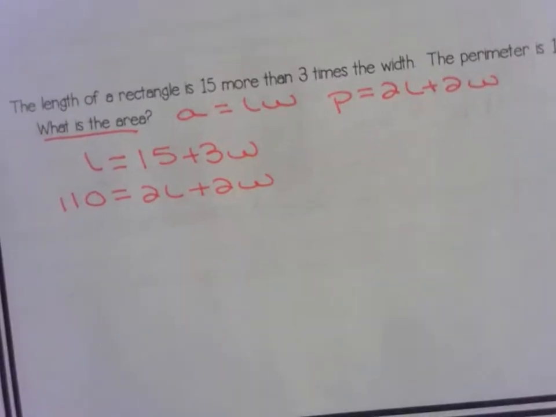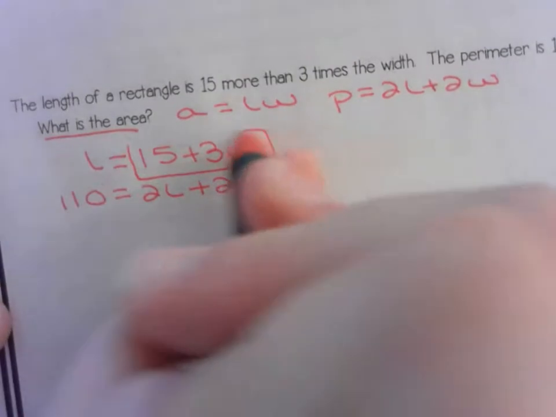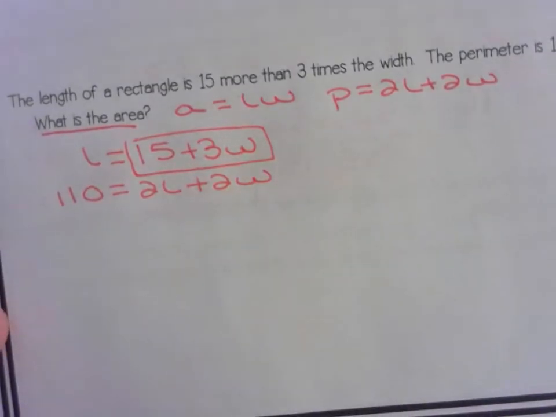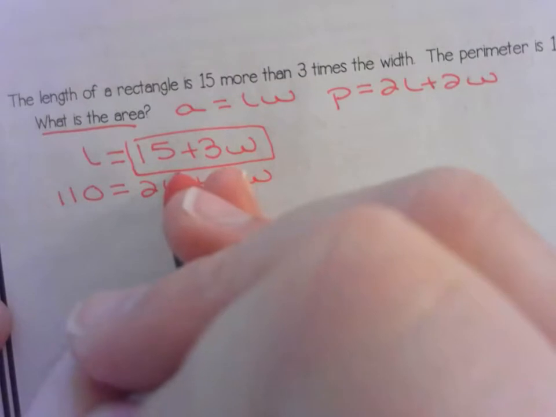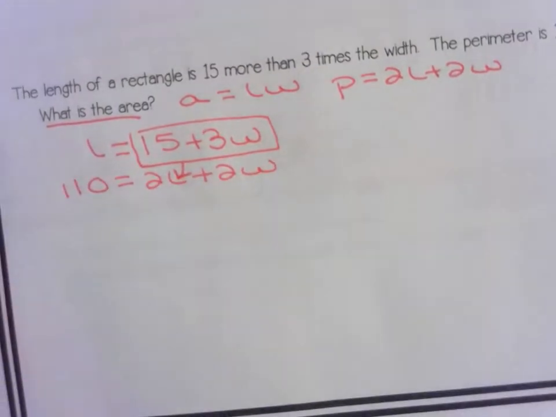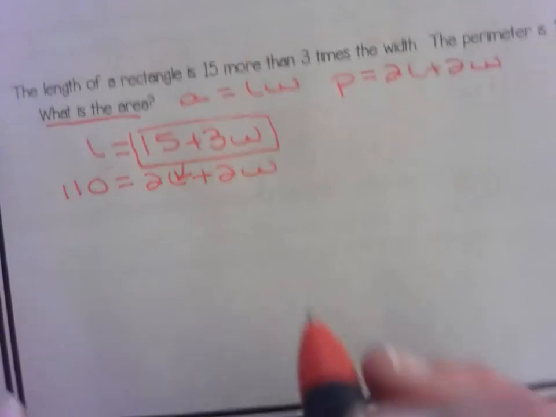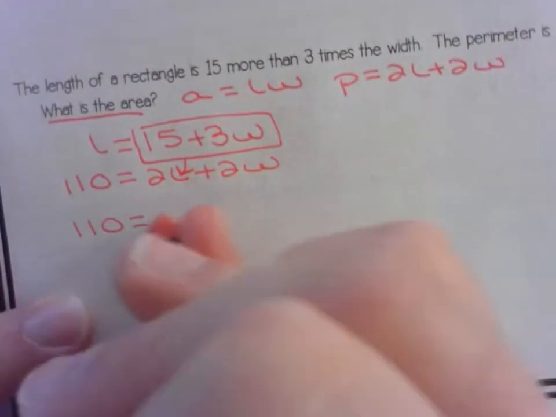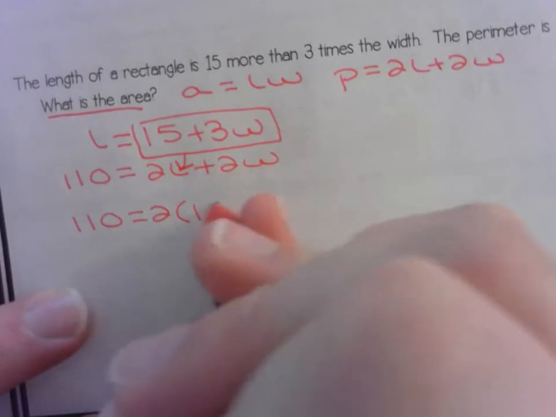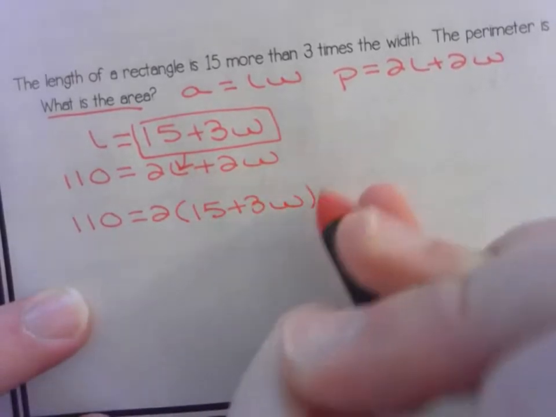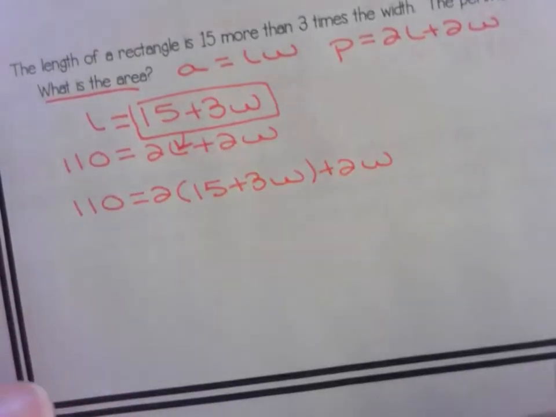Now, let's solve this system of equations. Substitution or elimination? Substitution, why? L is equal to 15 plus 3W. So I take 15 plus 3W and plug it in where L is. 110 equals 2 times what? 15 plus 3W, plus 2W. So now we have a system. We plugged in 15 plus 3W for L.